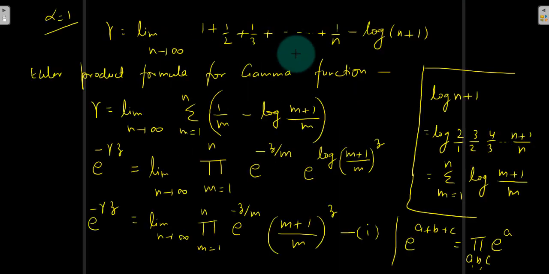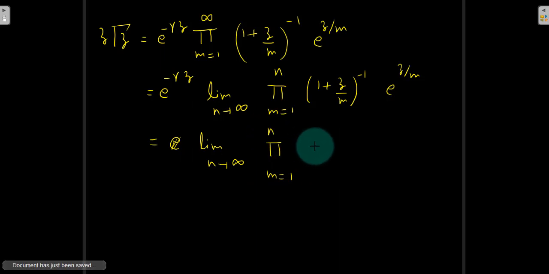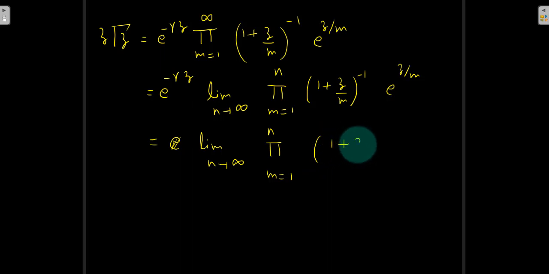Okay, use this equation 1, and from this equation we get e to the power minus gamma z. So if we directly substitute this value there, we can write limit n tends to infinity, and obviously e to the power minus z upon m was there for this term, and e to the power z by m is also there. So those two terms cancel each other, and ultimately we get this infinite product m equals 1 to n, 1 plus z over m to the power minus 1.